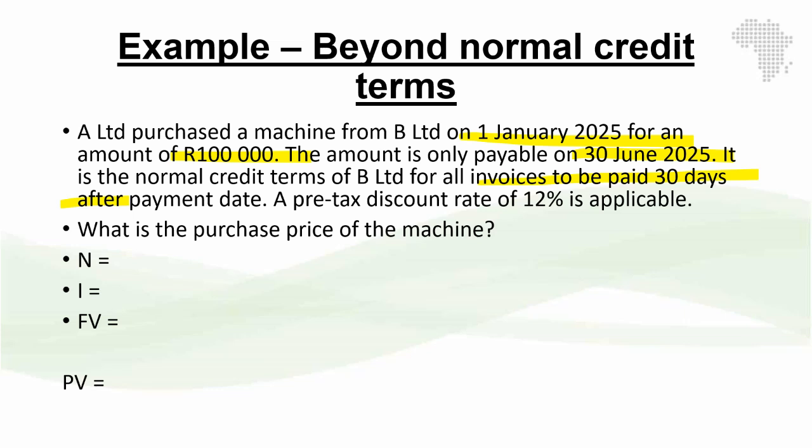So can you see from this example that we are dealing with abnormal credit terms? The question gives us sufficient information to determine this, but this is not what B Limited would normally do. They have given us a special arrangement to only pay them on 30 June. The question then also says you're always going to need an interest rate. So the pre-tax discount rate that is relevant here is 12% per year. Then the example asks us to calculate the purchase price of the machine.